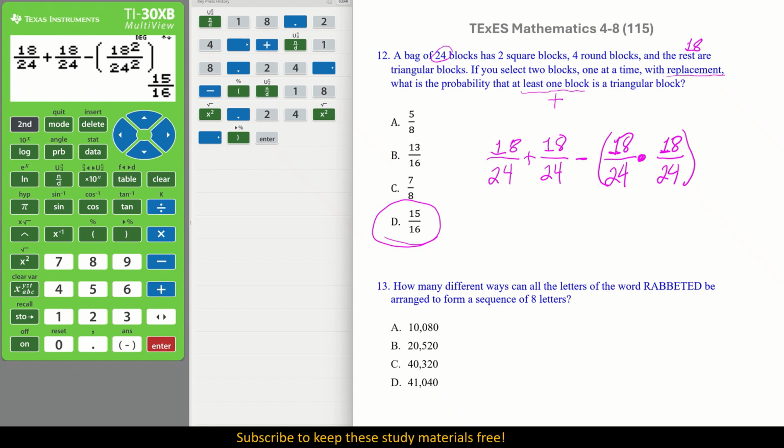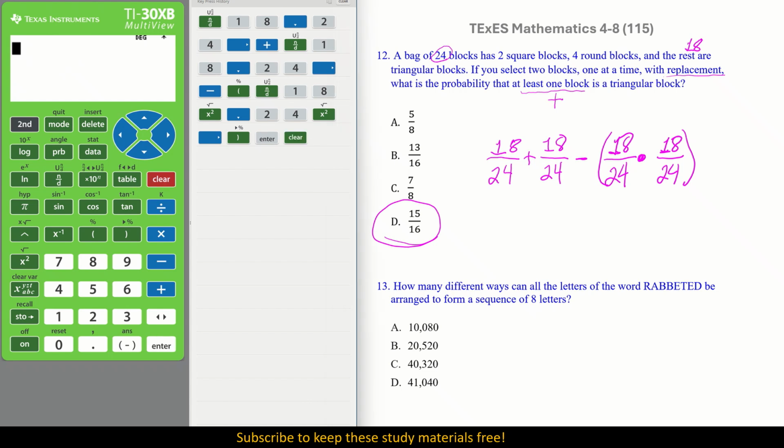All right, let's look at 13. How many different ways can all the letters of the word rabbited be arranged to form a sequence of 8 letters? This is a situation we discussed earlier about repeated letters, or something repeating. So we have 8 letters total. Let me clear this out and show you what we need to do. Set your fraction up.